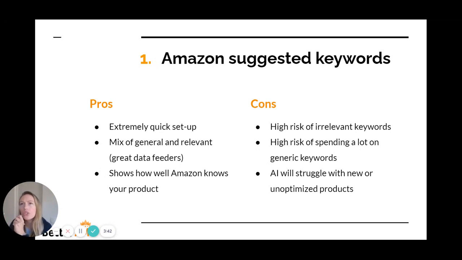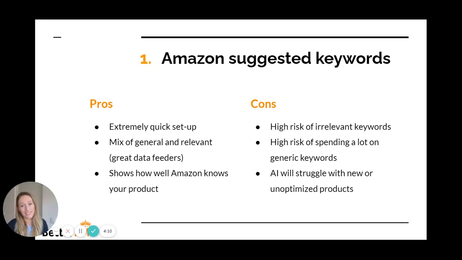So if your Amazon suggested keywords are really irrelevant, they're not related to your product, you know that Amazon's AI has no idea what your product is. And so you're really going to want to optimize your back end and front end copy. Switch up and change your product title, product detail page, all of those things.